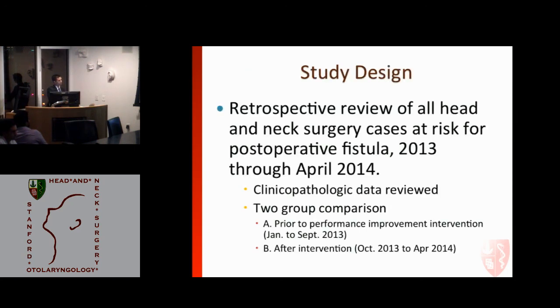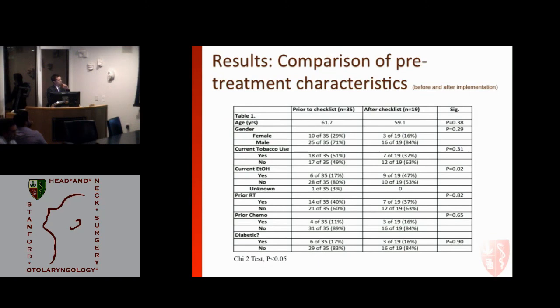So this was a retrospective design to this study, and we basically compared pre-intervention and post-intervention outcomes for these patients. I was particularly interested in fistula, and the intervention is the implementation of this checklist. There were no major differences between the two groups. So 35 patients in the group before the checklist was implemented were compared to 19 patients after the checklist implementation. No major differences. Alcohol intake was a little different, but nothing else. Particularly radiation therapy preoperatively was not different between the two groups, nor was diabetes.